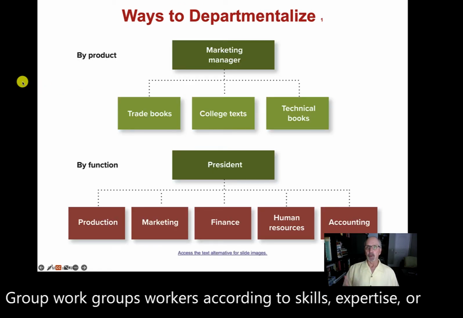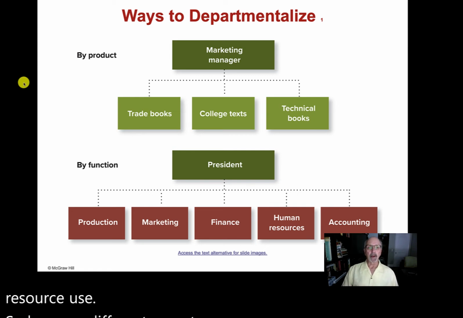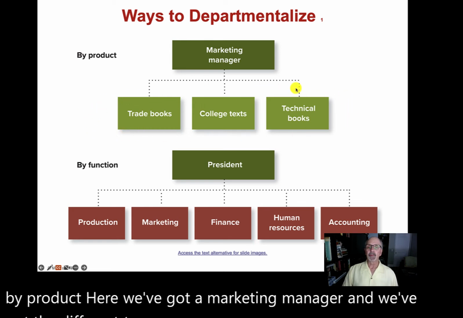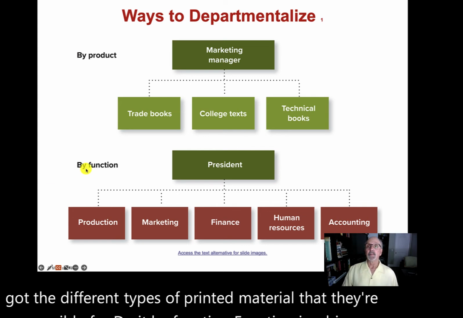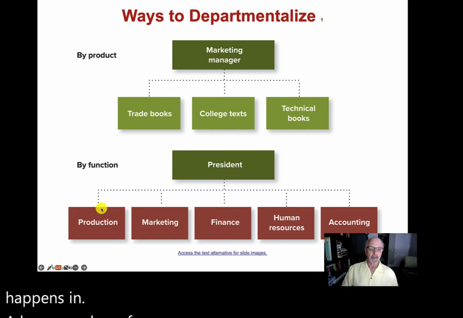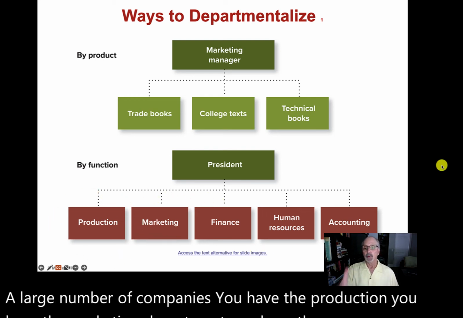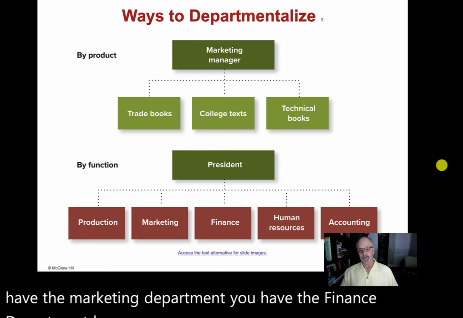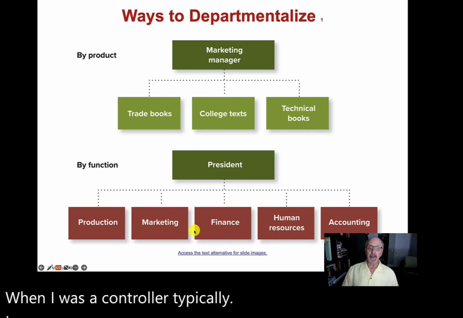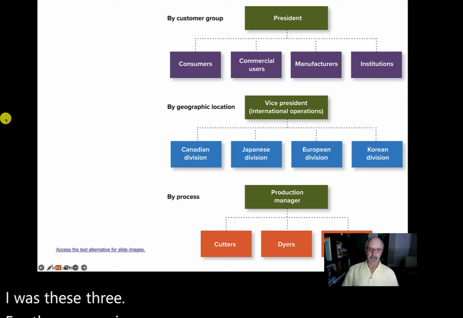So here are different ways to departmentalize. You can do it by product. Here we've got a marketing manager and we've got the different types of printed material that they're responsible for. Do it by function. Function is a big one. This is an organization of departments that happens in a large number of companies. You have the production. You have the marketing department. You have the finance department. Human resources, accounting. When I was a controller, typically I was these three for the companies I worked for.